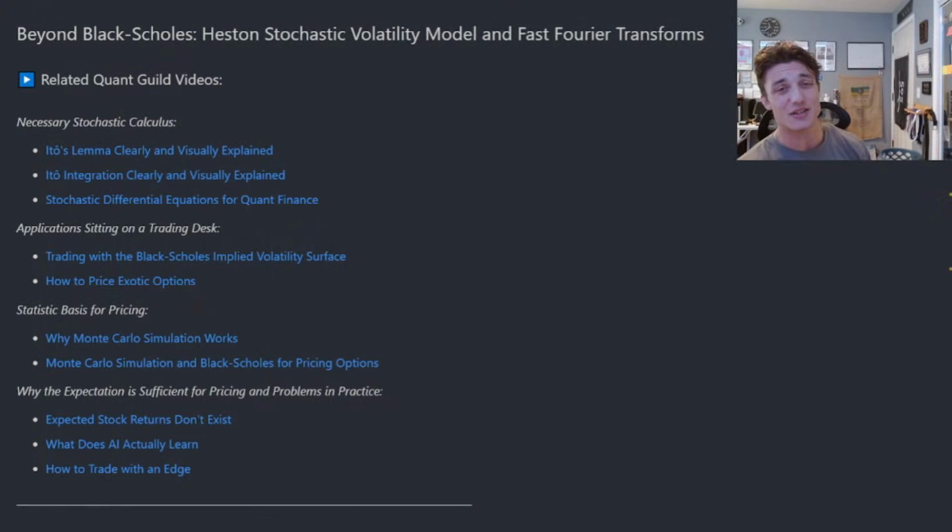Monte Carlo simulation is too slow. It certainly can be too slow sometimes, especially when our goal on a trading desk is to quote prices consistently and efficiently. We already know we need to go beyond Black-Scholes.